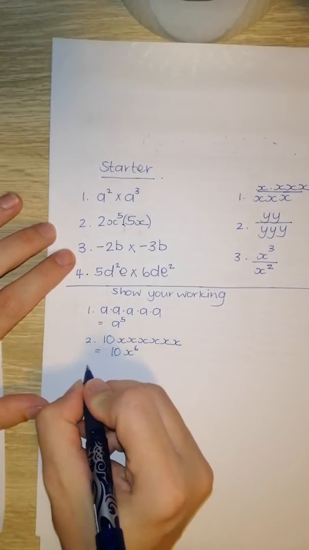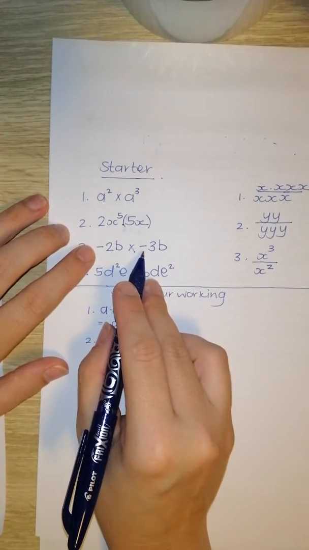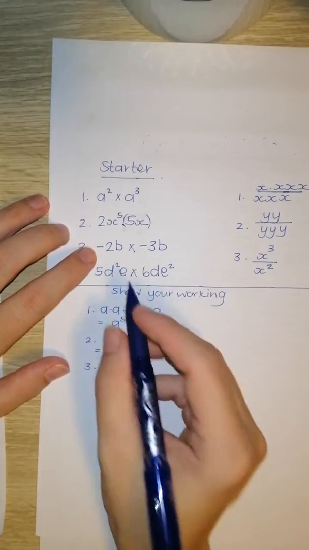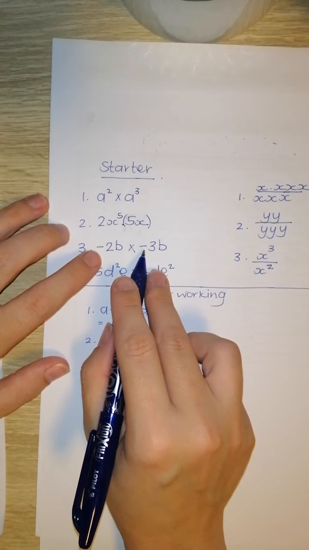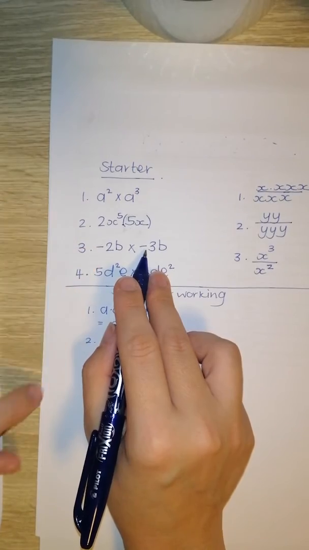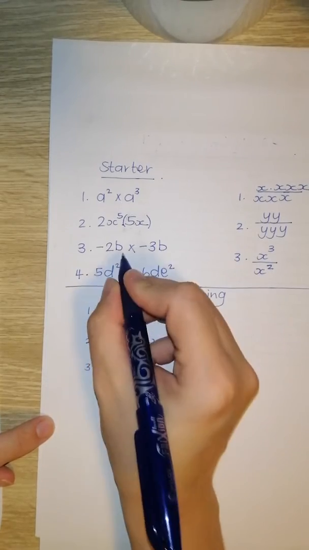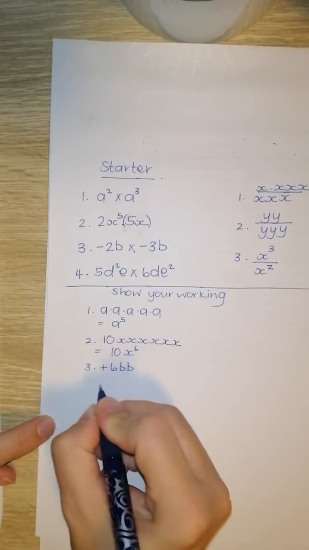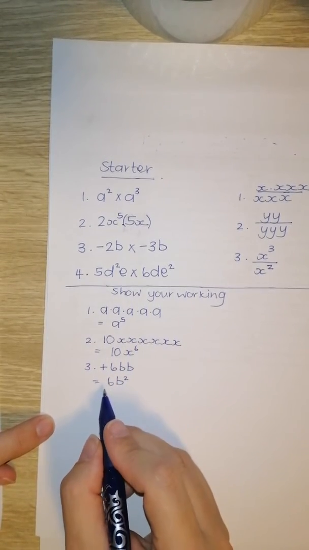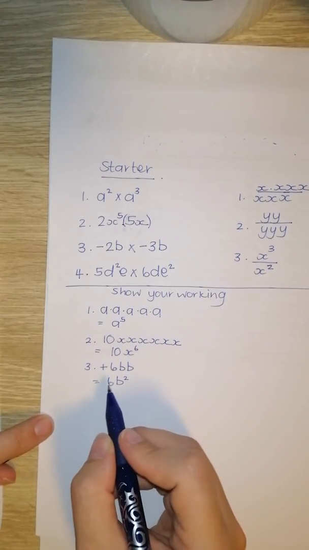Okay, number 3. Here the sign rules come in. So I would go sign times sign, number times number, variable times variable. So negative times a negative, remember the sign rules. If it's the same sign, the result would be a positive. If it's different signs, the result will be a negative. So a negative times a negative would be a positive. 2 times 3 would be 6. And b times b would be b squared. I don't have to write the plus there because a positive number has the plus implied, so you don't have to write that it's positive.